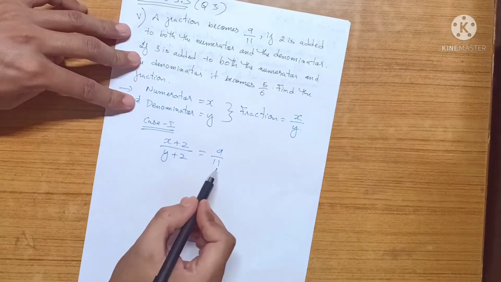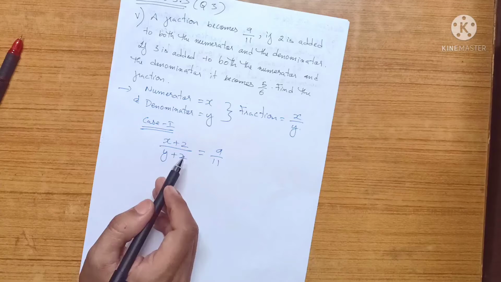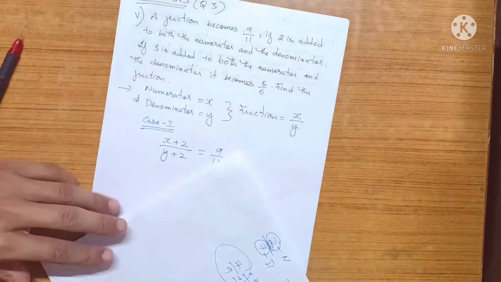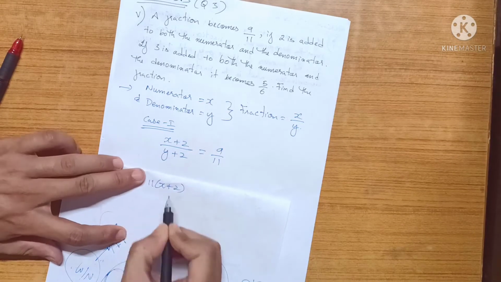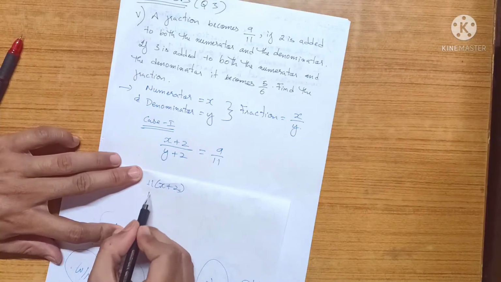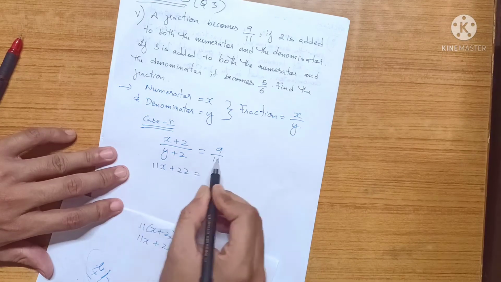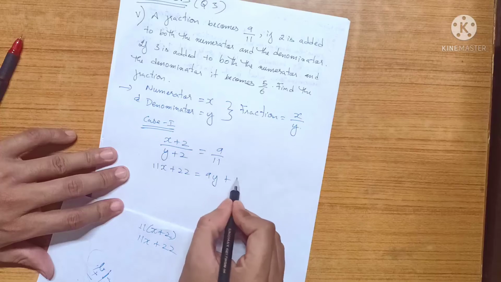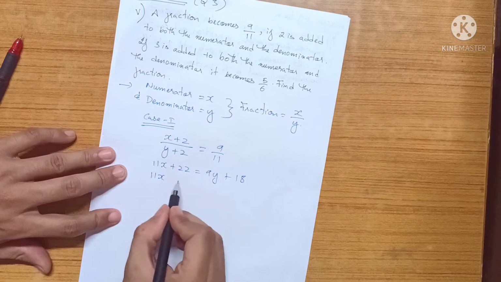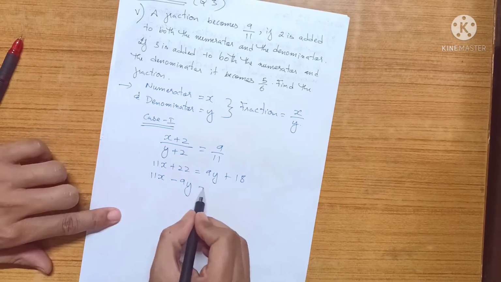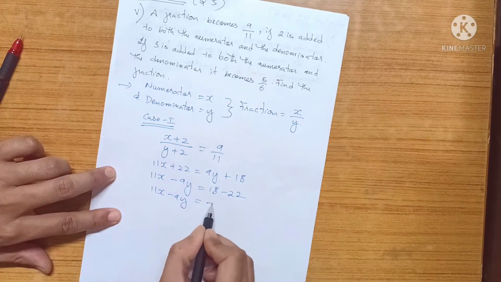So let's cross multiply. 11 will multiply x and 2 also. I'll not show you this again once I do it, because I'm going to do it directly. So cross multiplying, 11x plus 22 equal to 9y plus 9 2s are 18. I'll bring y to this side: 11x minus 9y equal to 18 minus 22. So 11x minus 9y equal to minus 4.